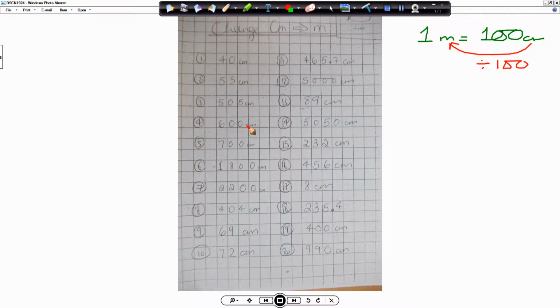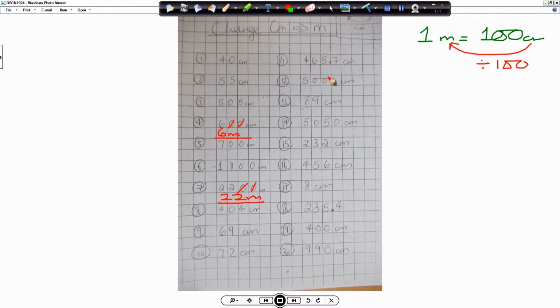So let's look for some nice easy ones. 600 centimeters, when you divide by 100, what do we do with the zeros? Knock the zeros off. So the answer is 6 meters. 2,200 centimeters, if we divide that by 100, we knock off 2 zeros. So that gives us how many meters? 22 meters.